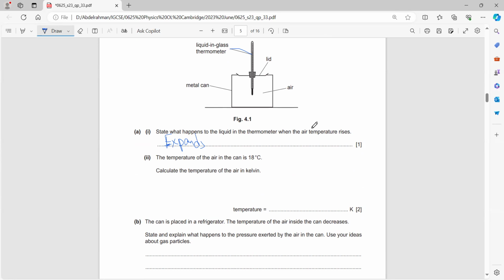Temperature is 18 degrees Celsius. Can I calculate it in Kelvin? Kelvin equals Celsius plus 273. So 18 plus 273 is 291. 291 Kelvin.